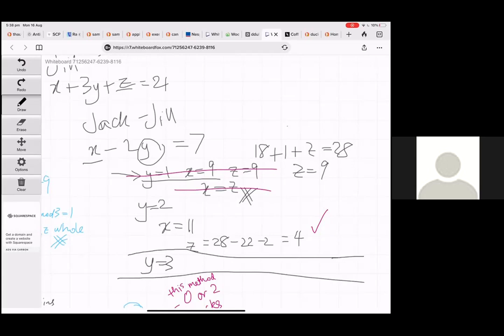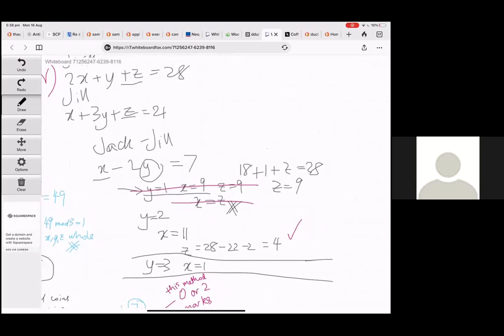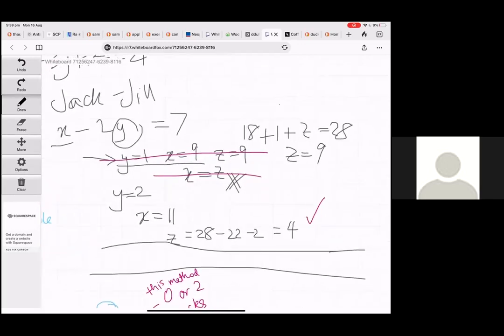But if this was the case, then x would be equal to 1. And then what would happen? We'd get, wait, no. That is not the case, sorry. So x wouldn't go negative, but something else would happen.